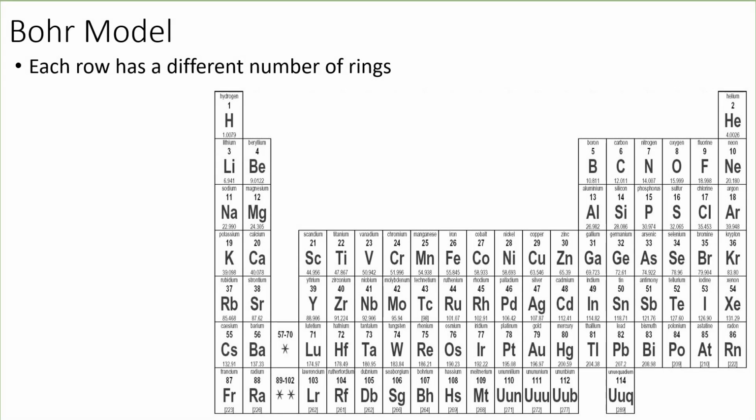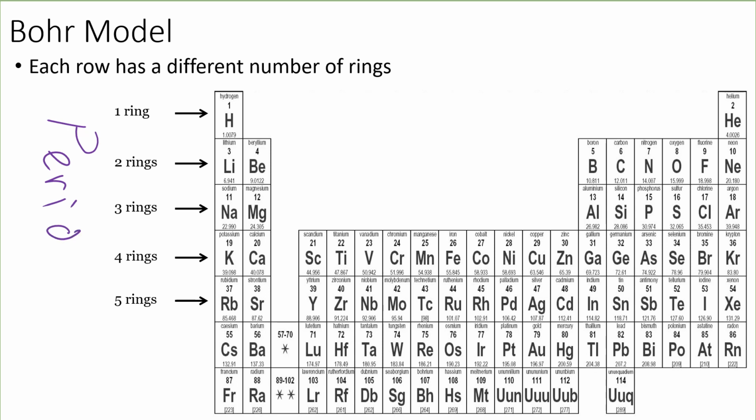So how do we know how many shells there are for each element? Well, we have to look at the period number. Each row has a different number of rings. The first row has one ring. The second row has two, 3, 4, 5, 6, 7 as you go down. These are your period numbers, okay? So these are your period numbers, and they simply tell us the number of electron shells for each horizontal row on the periodic table.